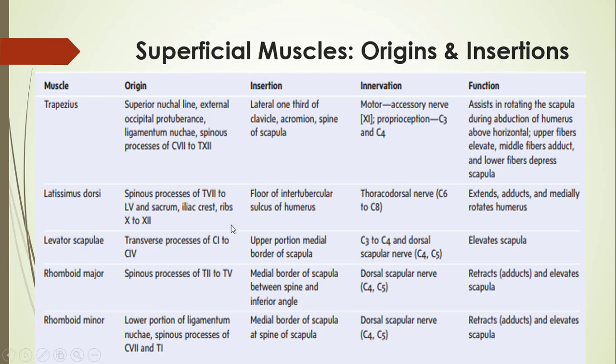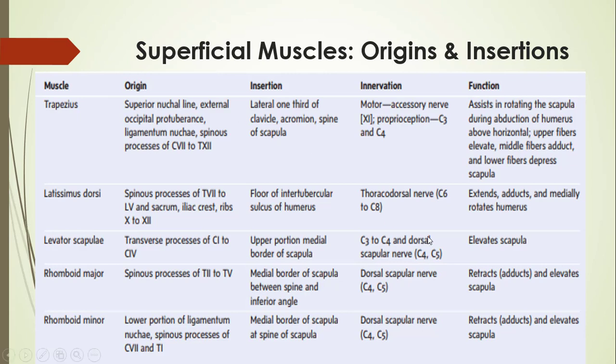The rhomboids are supplied by the dorsal scapular nerve. The levator scapulae, by the anterior rami of C3 and C4 and the dorsal scapular nerve. Latissimus dorsi by the thoracodorsal nerve C6 to C8. The trapezius, the motor by the spinal accessory nerve, and proprioception fibers pass through the cervical plexus at the level of C3 and C4.